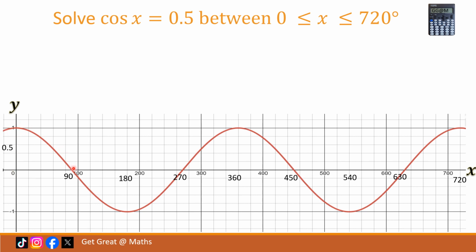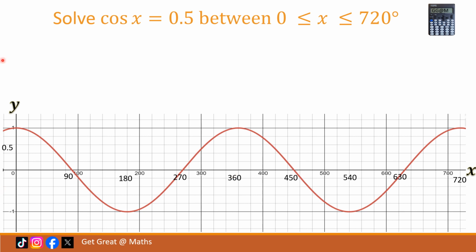Then it comes down to the point 90, 0, goes down to 180, negative 1, 270, 0, and then up to 360, 1. Now the curve then repeats between 360 and 720. It does exactly the same as what it did between 0 and 360. You'll be expected to know the shape of the sine curve, the cosine curve, and the tangent curve in your exam. So make sure you know what those graphs look like.